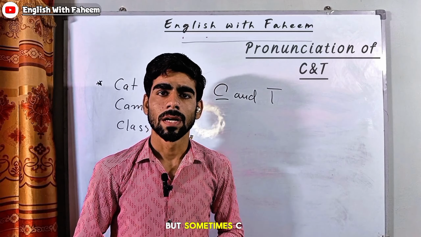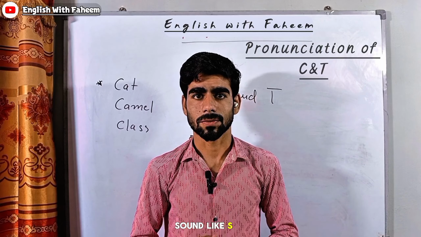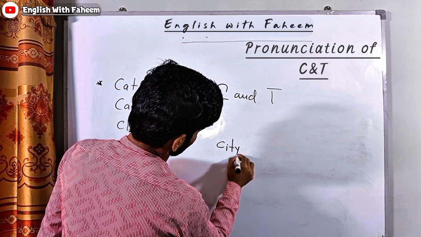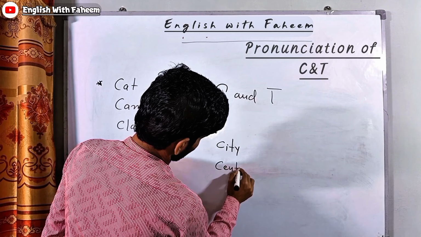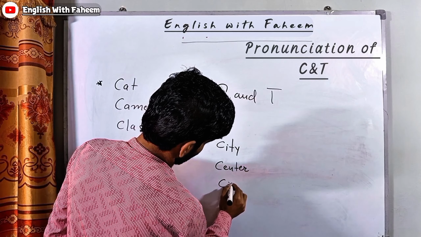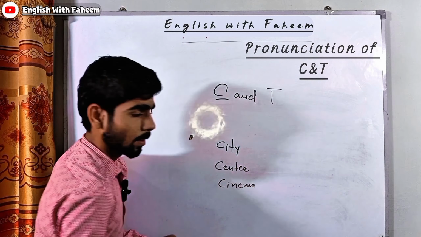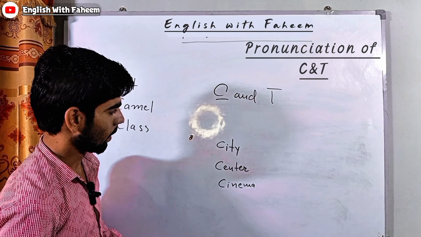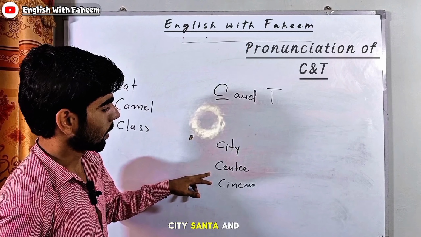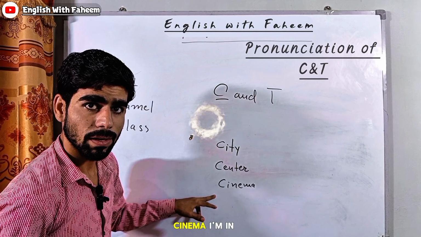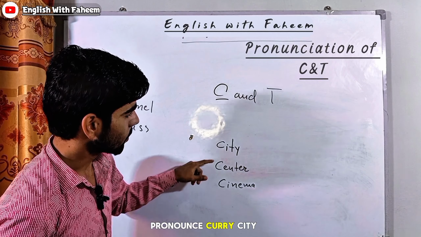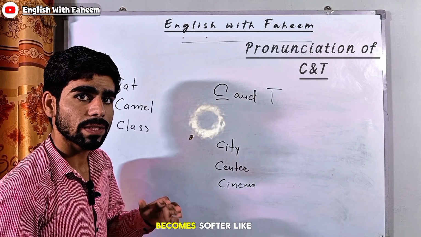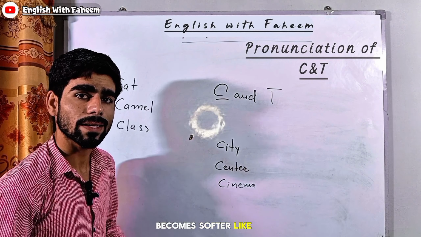But sometimes C sounds like S. For example, the word, look at the board. City, center, cinema. City, center, and cinema. Pronounce with me. City, center, cinema. Here, the sound becomes softer, like S.